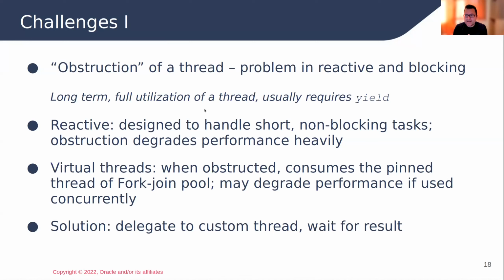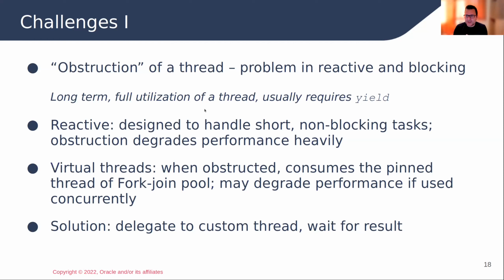In virtual thread, it is slightly better, but just slightly, because when you obstruct a virtual thread, it will consume the pinned thread of the fork join pool. And the fork join pool has more threads and also is capable of increasing the number. So if you do this, you will probably survive slightly longer, but eventually, if you do this in parallel, you will degrade the performance of your server, and eventually you can also stop it.